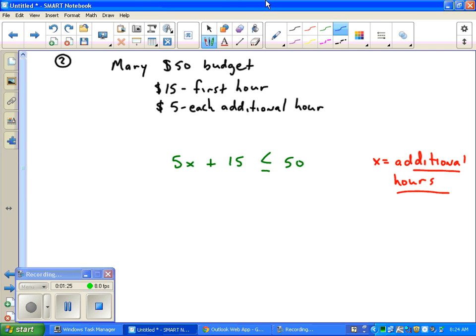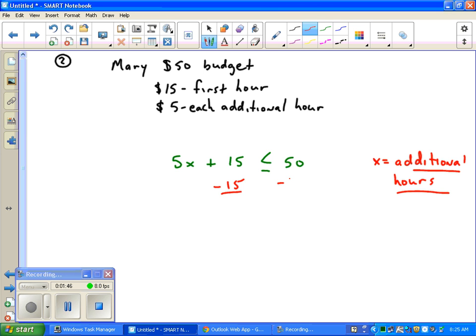Number 2 says Mary has a $50 budget. For the first hour, it costs $15, and there's $5 for each additional hour. This is how you're going to set it up: 5 times x plus 15 is less than or equal to 50. It has to be less than or equal to 50 because if it goes over 50, she'll go over her budget. In order to simplify this, subtract 15.